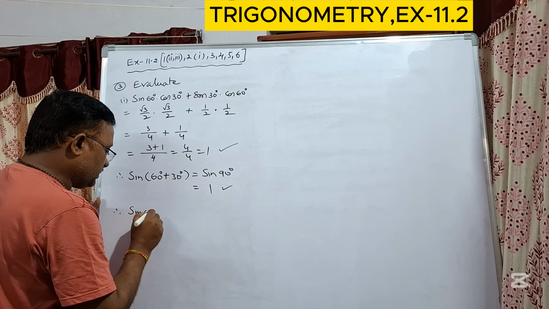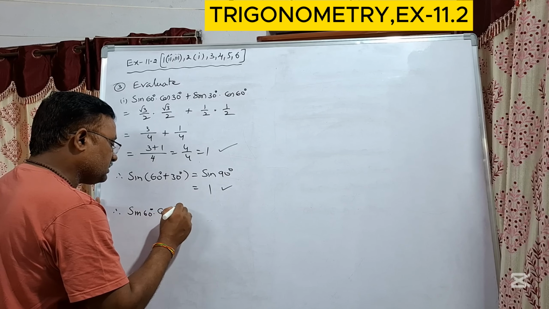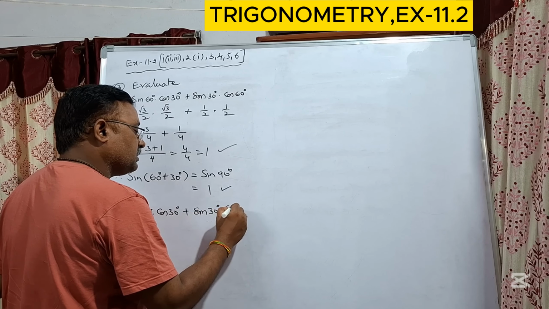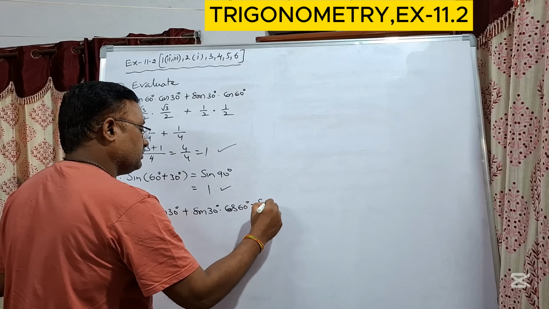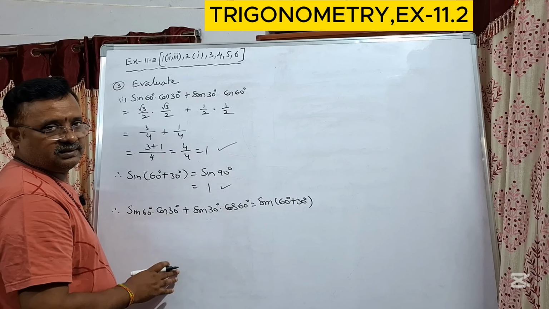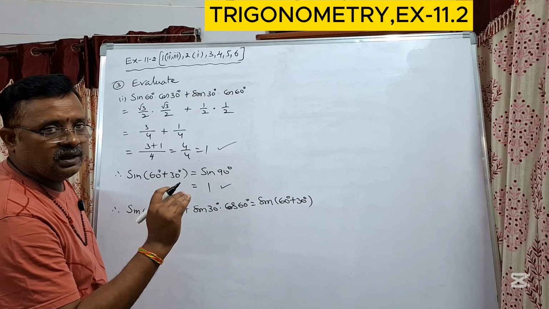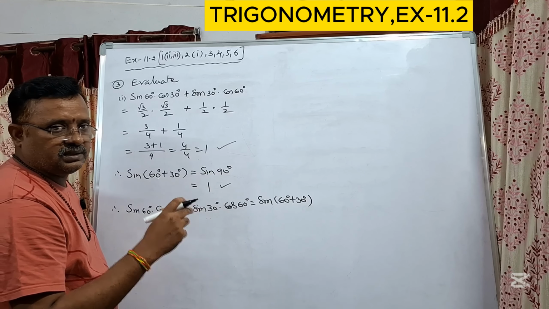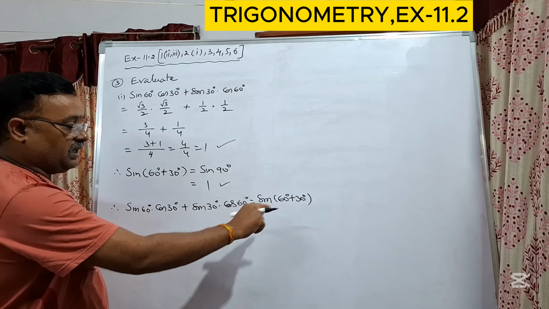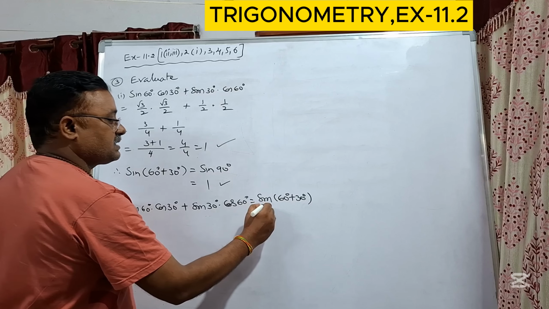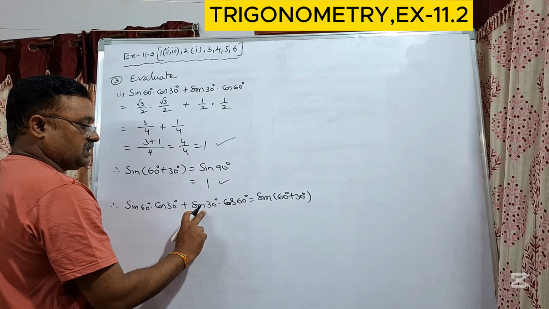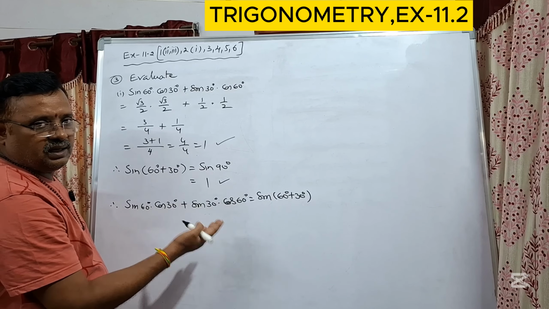Therefore, sine 60 into cos 30 degrees plus sine 30 degrees into cos 60 degrees is equal to sine of 60 degrees plus 30 degrees. Got it? Right. So it gives you the next concept, complementary angles, will be there. It's a foundation they are introducing here. It looks like sine of a plus b is equal to sine a cos b plus cos a sine b. That formula's replica is this one.